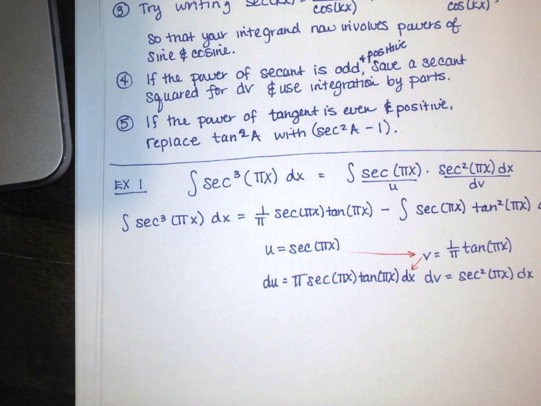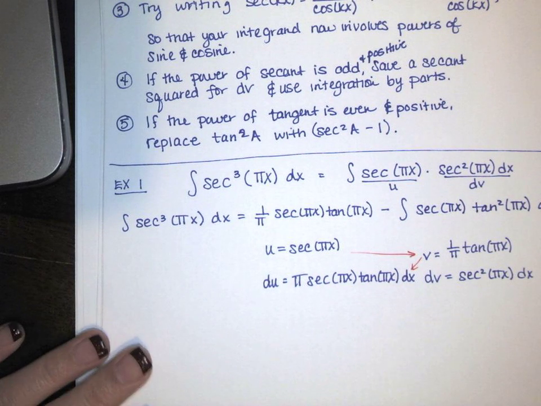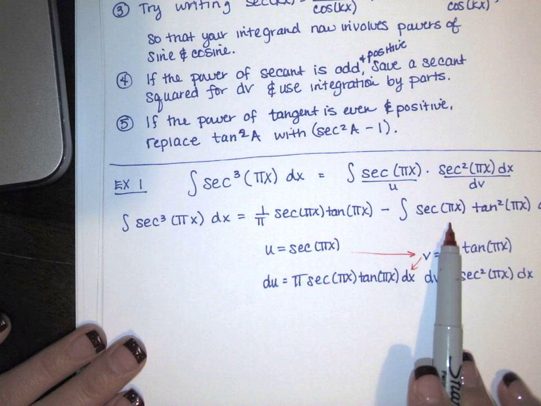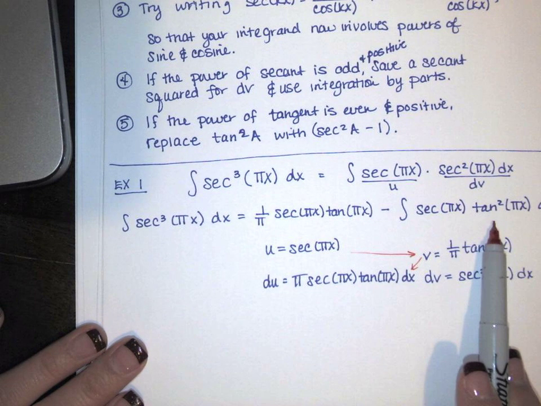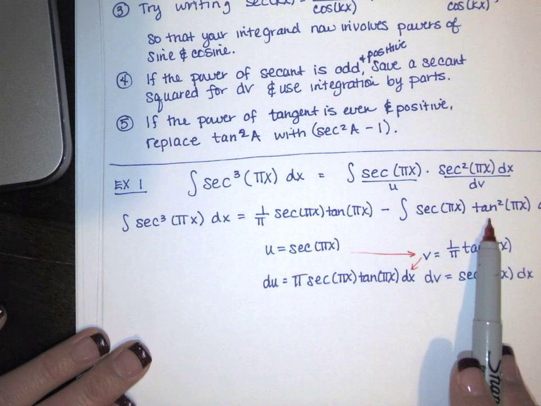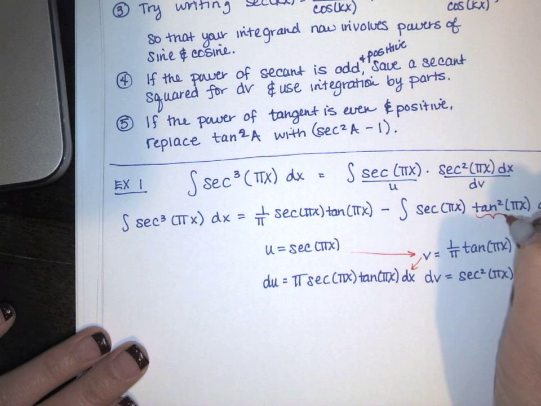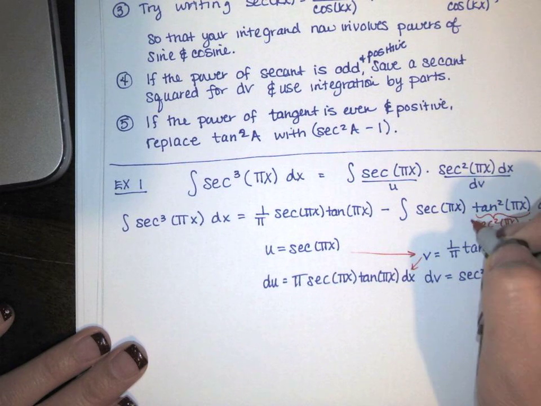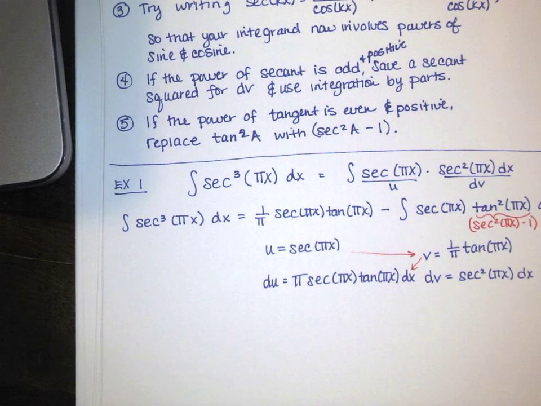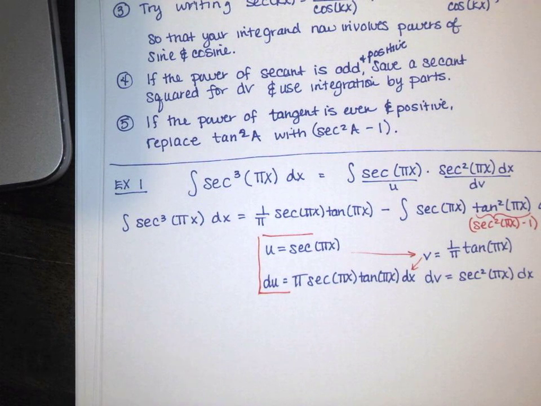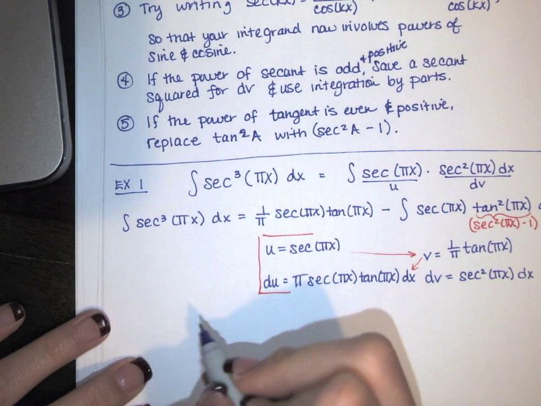Now watch this. This is equal to this. By integration by parts, these two guys are equal to each other. But if I want to, I can replace this tangent squared with secant squared minus 1 again. And watch what happens when we distribute. I'm thinking of this as a separate line of thought. I've got this up here is equal to this down here.